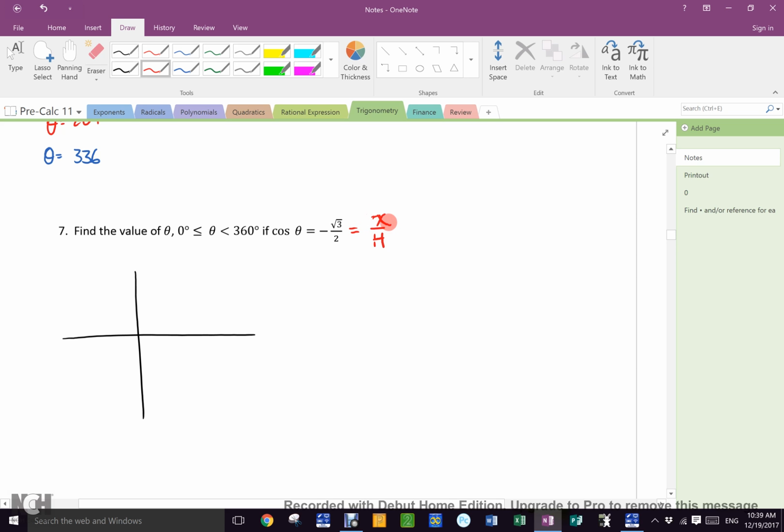And which of those is the only thing that's allowed to be negative? X or h? Hypotenuse can't be negative. Only the x can be negative. So where is that? Is that an x value or an h value?